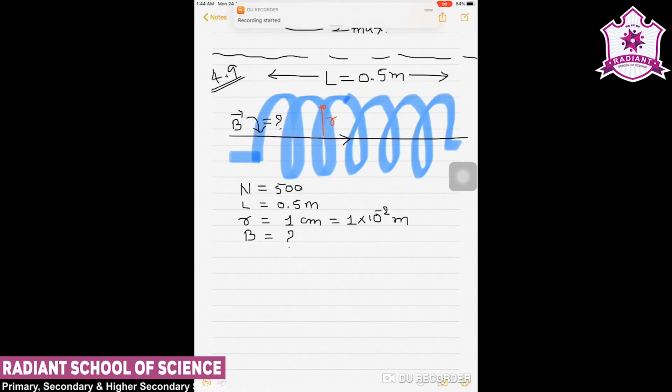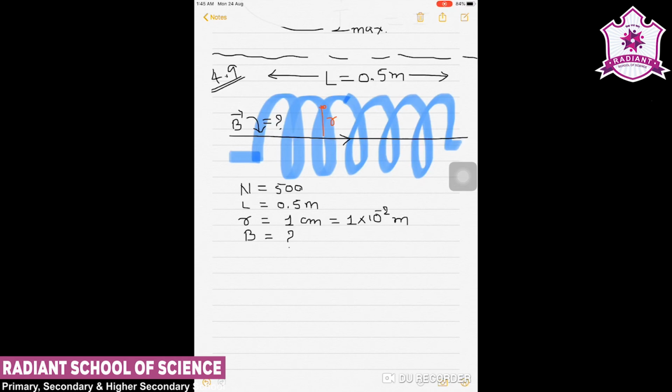In this example, example number 4.9, we are given that a solenoid of length 0.5 meter has a radius of 1 centimeter and is made up of 500 turns. It carries a current of 5 ampere. So what is the magnitude of the magnetic field inside the solenoid?